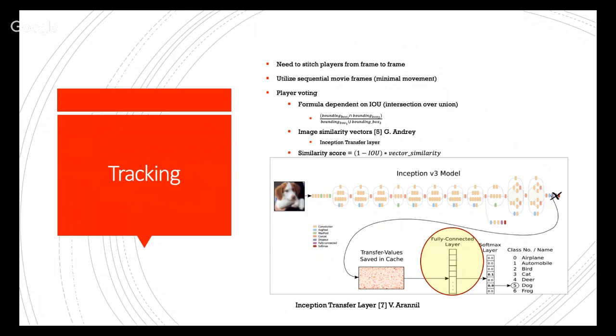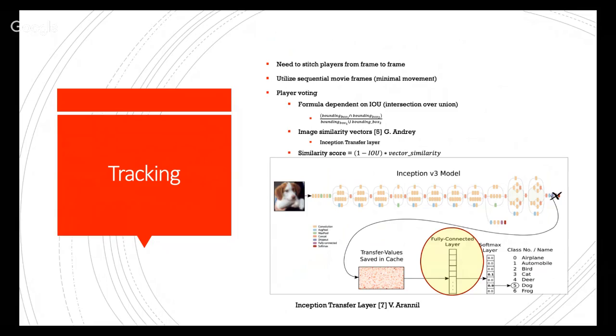I have a player voting formula that is dependent on the detected bounding box of the player in the past frame and a proposal player in the current frame. We take the intersection of the bounding boxes and divide it by the union of the bounding boxes to get an IOU score. Then we compare the image similarity, and we use that IOU score and the image similarity to determine which players should be paired together.